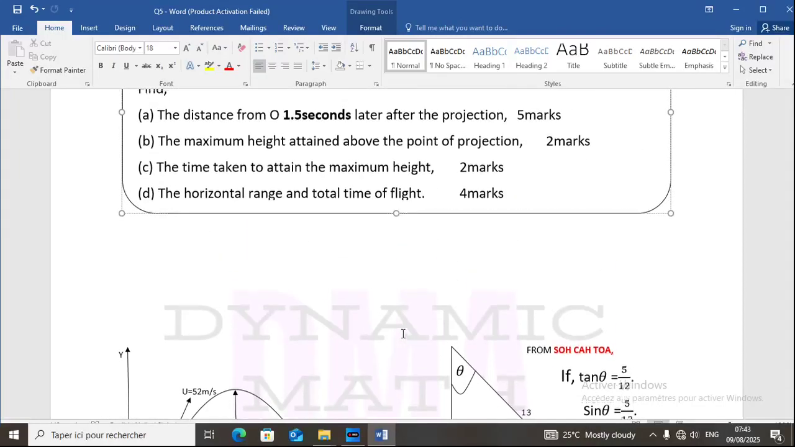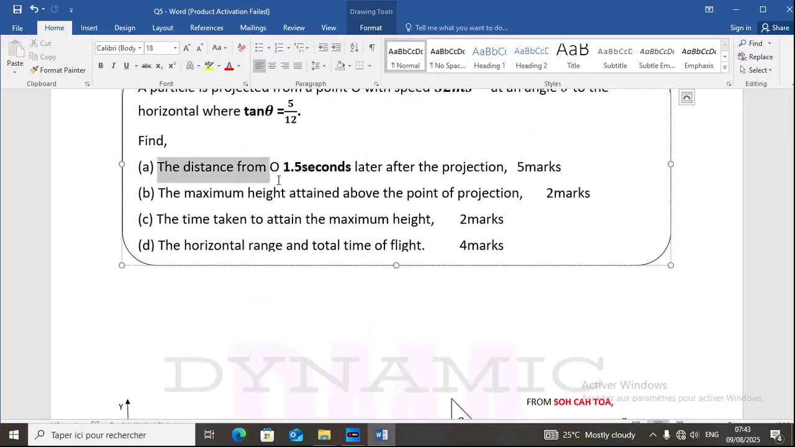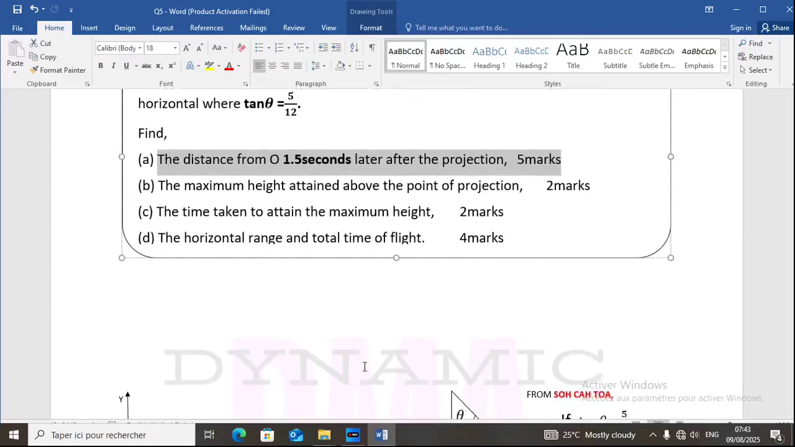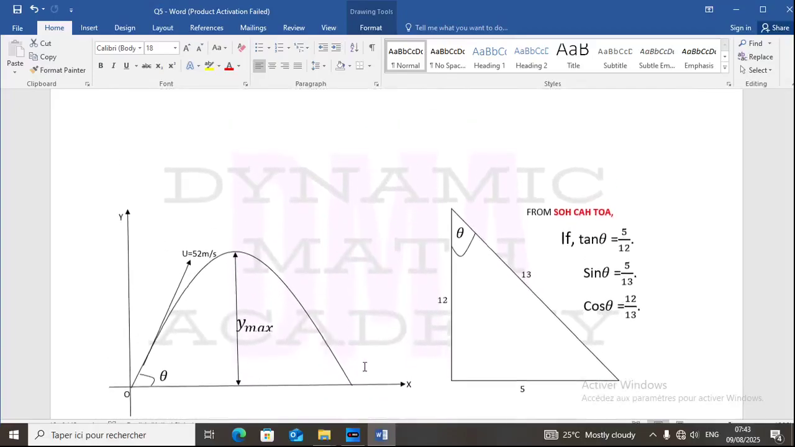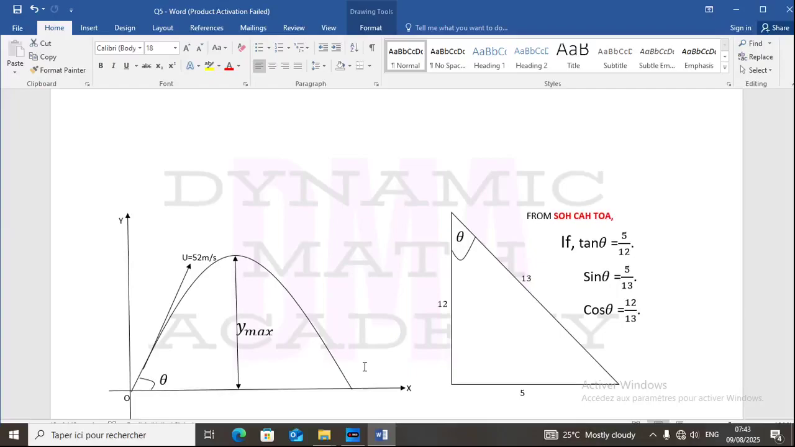So for the first question, we are asked to look for the distance from O 1.5 seconds after the projection. That means we're looking for the distance of that particle 1.5 seconds after the projection. Now, since it is a projectile, when we talk about distance, we're talking about both the vertical and the horizontal coordinate. Because the particle should be somewhere on this curve 1.5 seconds later. So at this point here, we are now looking for that distance.